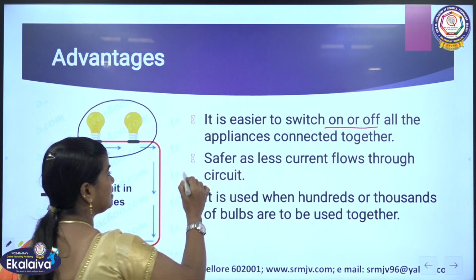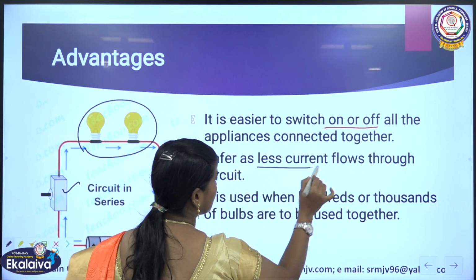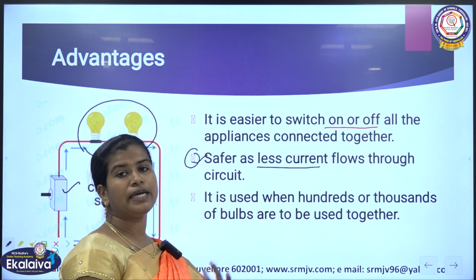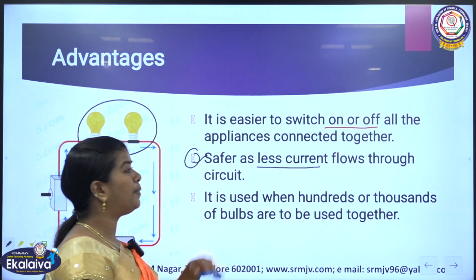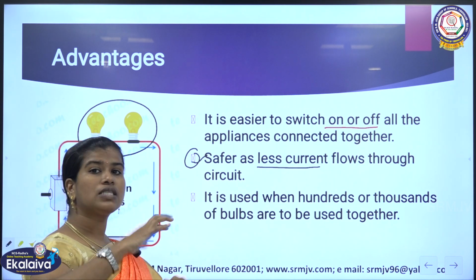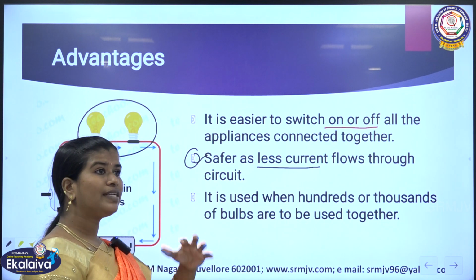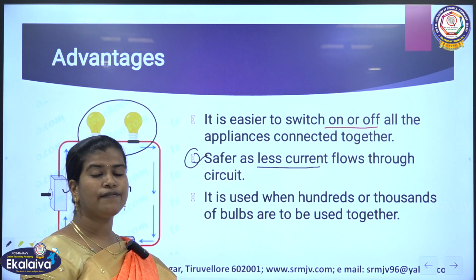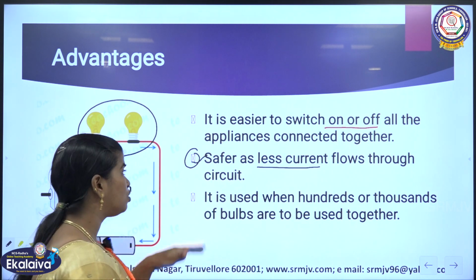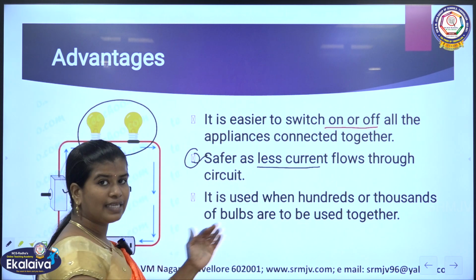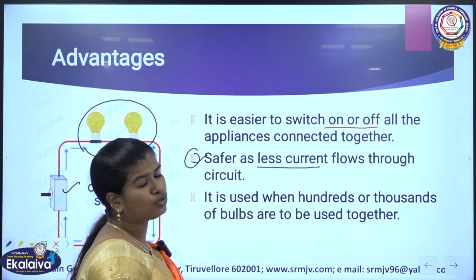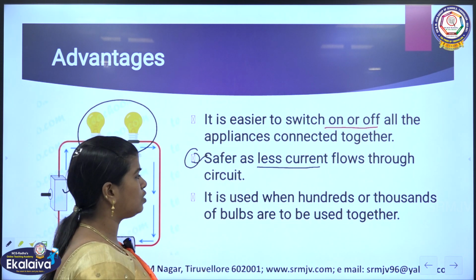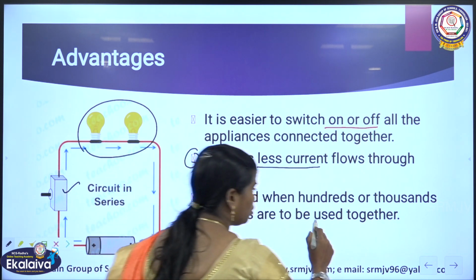Okay. And the next is that it is safer as less current flows through the circuit, because when the number of resistors or appliances connected in series increases, the total resistance will become very great. So, when resistance is more, we know that it will not allow the charges to flow. So, the amount of current flowing through that will be very, very less. So, that is why in case of series, less current flows through that, so it is very, very safe. It is used when hundreds and thousands of bulbs are used together.